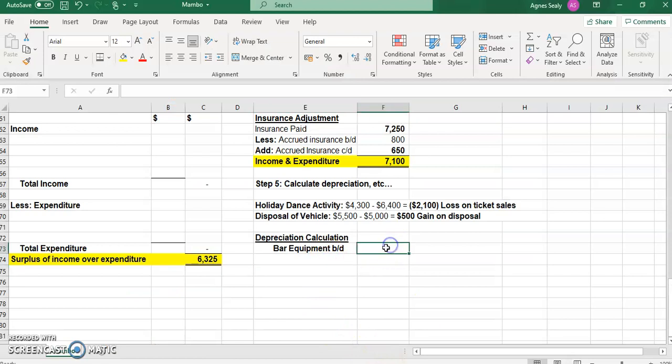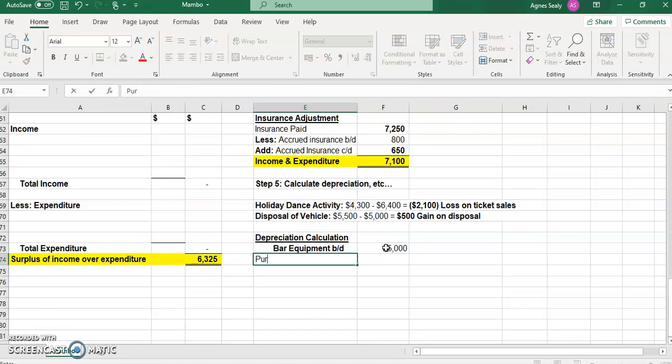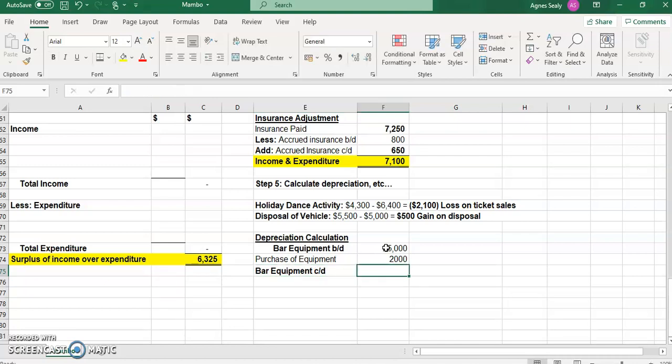So let's look at that. They started with $25,000. They purchased equipment, $2,000, and then they ended with the bar equipment at the end was $24,430. So let's come and see what the depreciation would be.